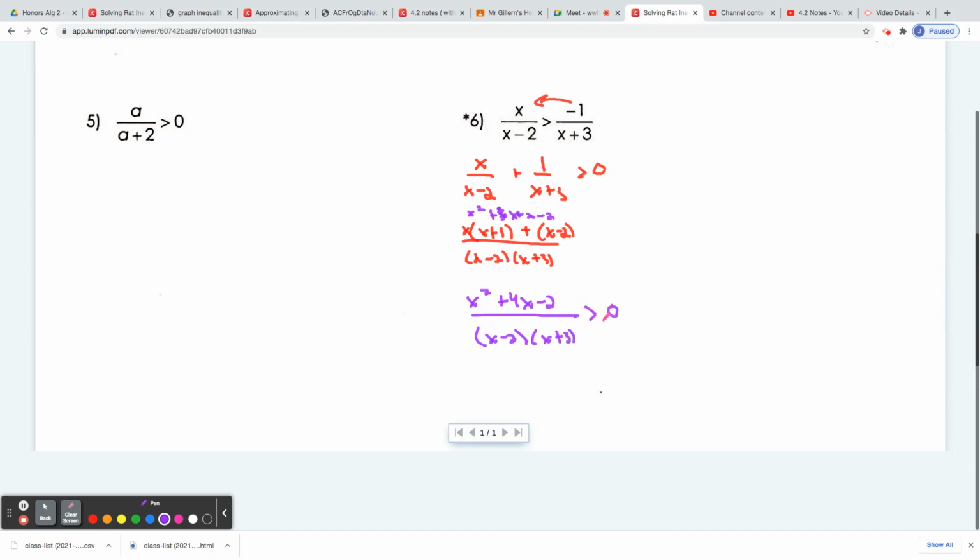So now we need to find our critical values. All right, well, the bottom's easy. We get 2 and negative 3. Now for the top, we normally like, okay, let's just factor that and we'll be able to solve. The problem is that you can't factor x squared plus 4x minus 2. There's no two numbers that multiply to give me 2 and subtract to give me 4. So we have to either use the quadratic formula or we have to use completing the square.